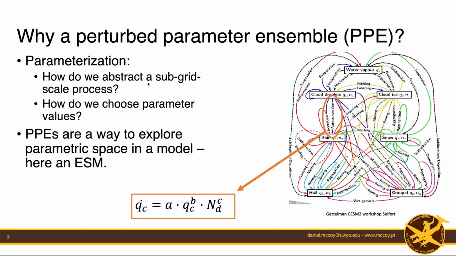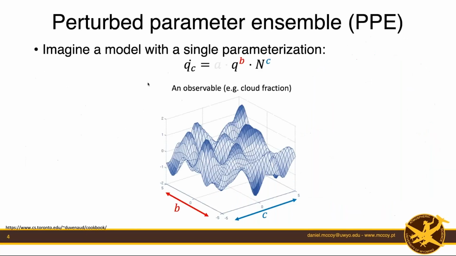We can imagine a perturbed parameter ensemble, just the simplest one we could possibly imagine. Maybe we're just looking at autoconversion and we can sweep through the B and C coefficients there and explore how those affect some sort of macro scale observable like the global mean cloud fraction.